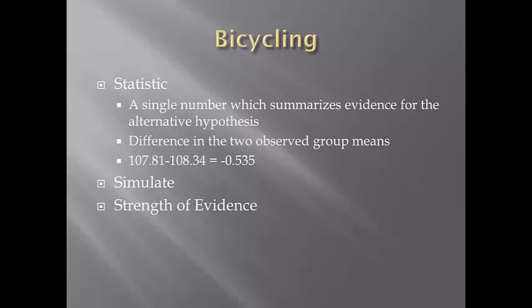The statistic is a single number which summarizes evidence for the alternative hypothesis. In this case, one choice of a statistic is the difference in the two observed group means. We can find the difference between the amount of time it takes him on the carbon bike and the steel frame bike and get a difference of a little over half a minute.